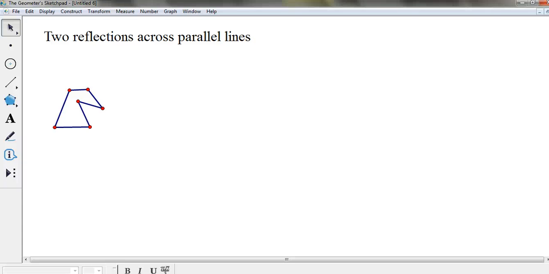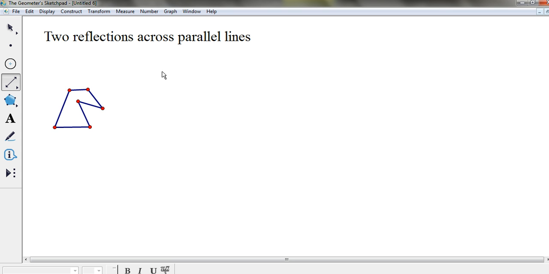Okay, so I'm going to show you how on Geometer Sketchpad to do two reflections across parallel lines, and then we're going to look at the property or the conjecture we can make. Basically it's a theorem that we can come up with as a result. So let's look, I made a little figure.